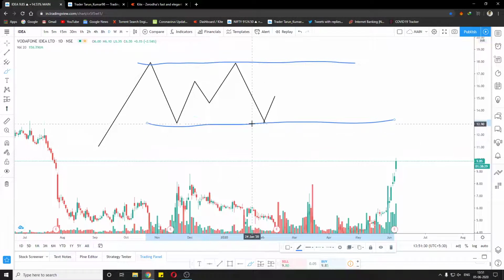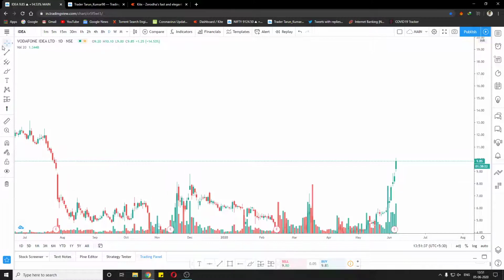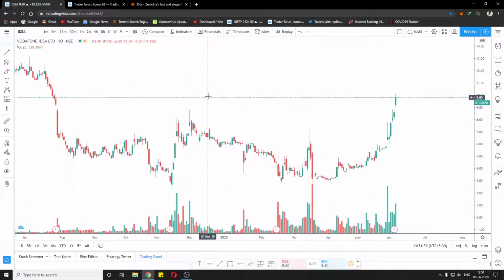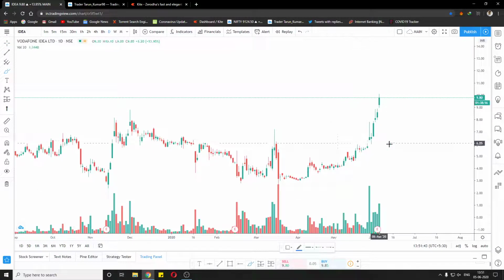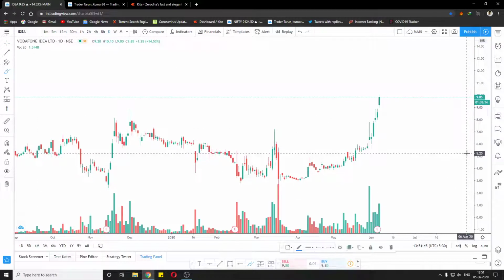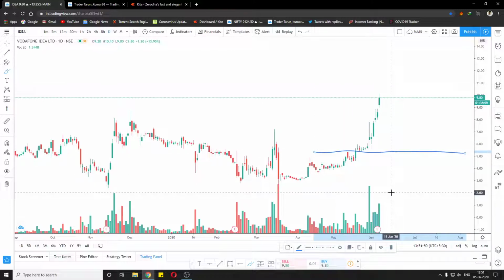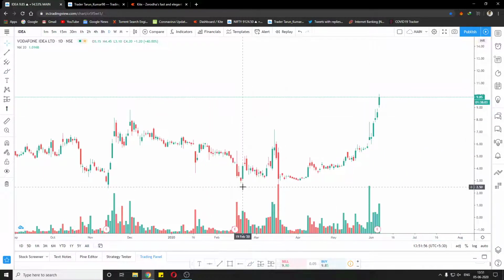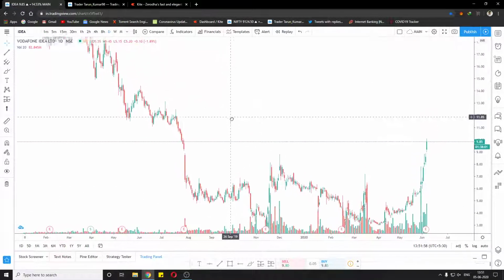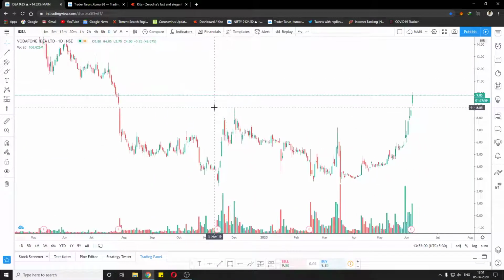So let me show you an example, and this is a Vodafone Idea chart behind me, and we have traded this. I recommended to buy this stock at 5.25, around that level. So what was the reason behind that? It was the simple concept of support and resistance. So let's track the chart and see how the support and resistance works.